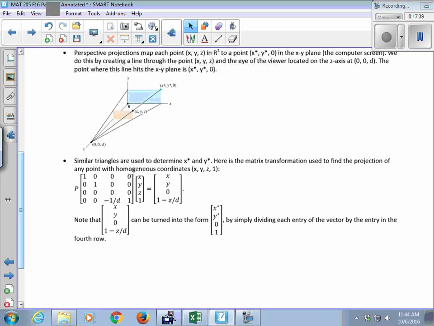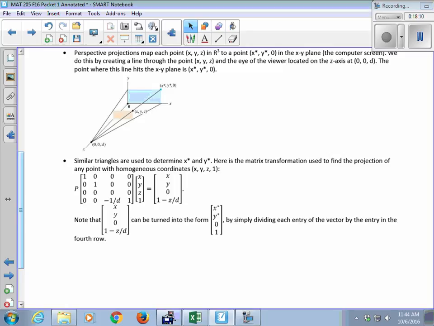So perspective projections map each point in R3 to a point in the XY plane, which is a computer screen. You do this by creating a line through the point XYZ, at some point on the 3-dimensional object, and the eye of the viewer, which is located on the Z-axis. So there's me, then there's some 3-dimensional object that I'm looking at, and then behind that is a 2-dimensional plane I'm going to project it onto.